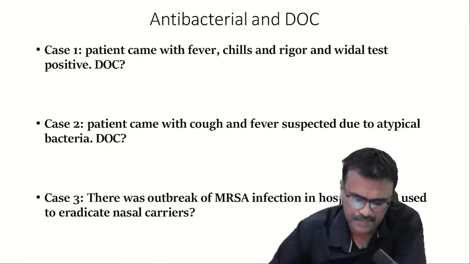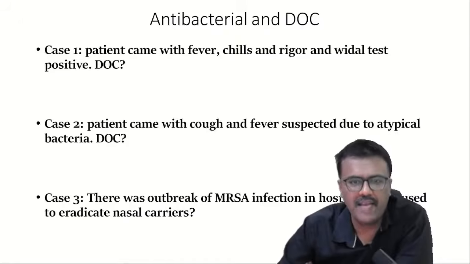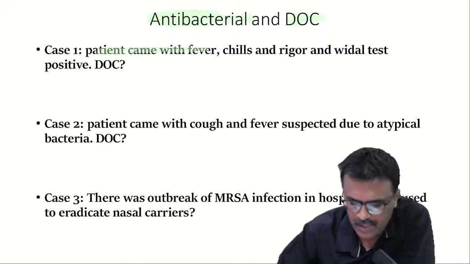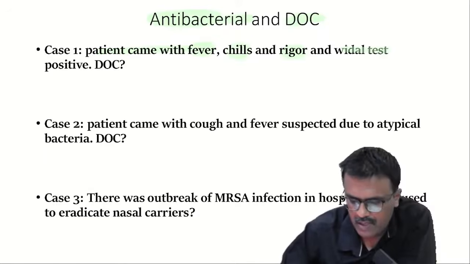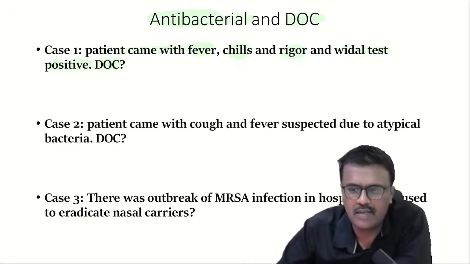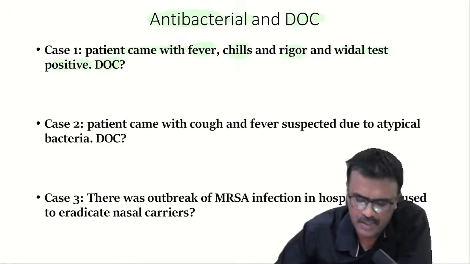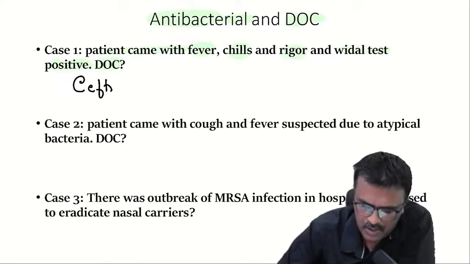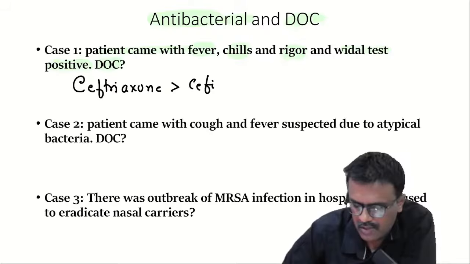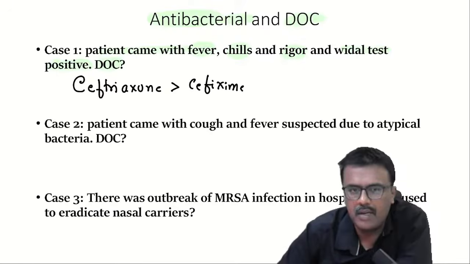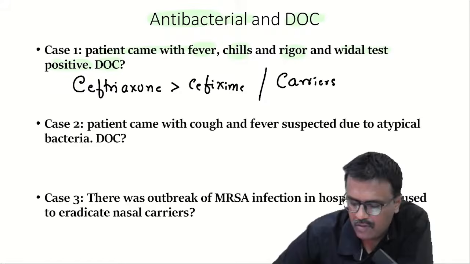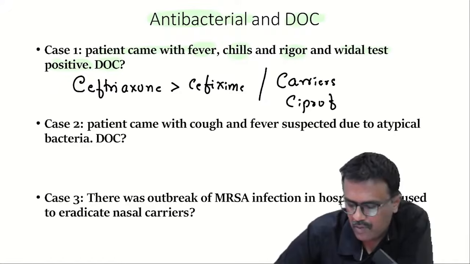Okay. Now coming to drug of choices. Again, these are tricky parts. A patient came with fever, chills and rigor, Widal test positive. What is the drug of choice? See, Widal test positive is seen in typhoid fever, that is enteric fever. The drug of choice is ceftriaxone, which is an IV drug. If that is not there, you can give an oral drug, cefixime. But in this, there were carriers of typhoid. For them, the drug of choice will be ciprofloxacin.